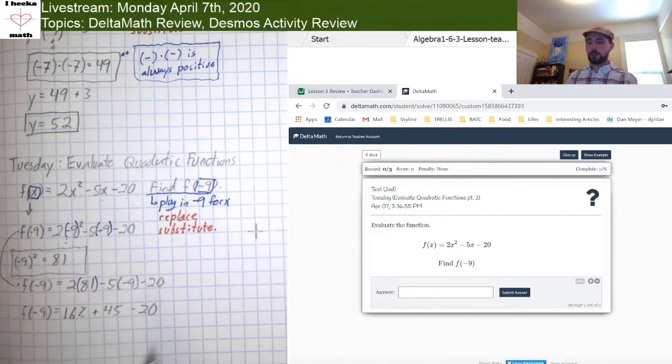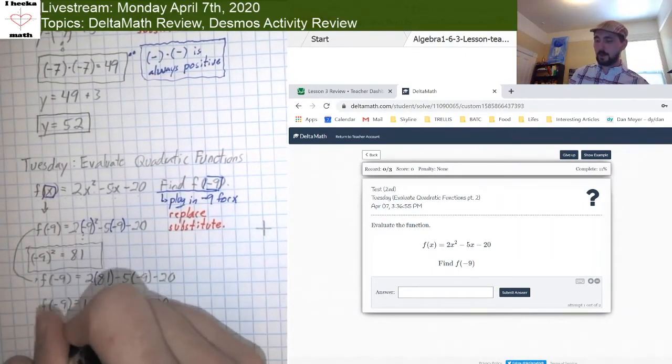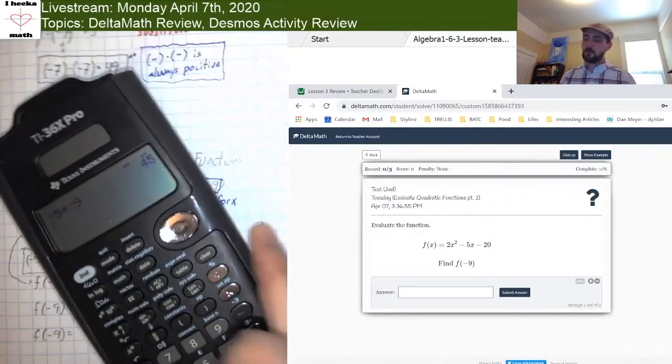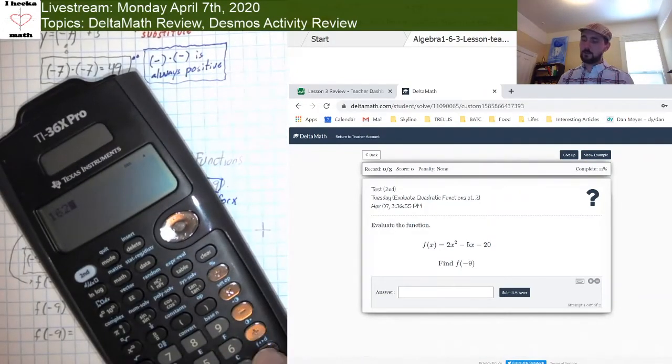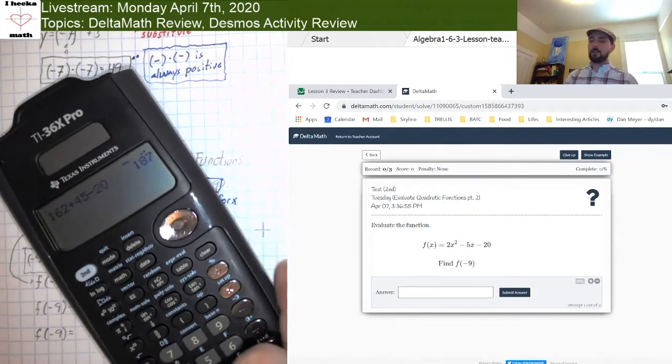And now I'm going to copy again f of negative 9 equals, and then I'm going to combine all of these: 162 plus 45 minus 20, for a total of 187.